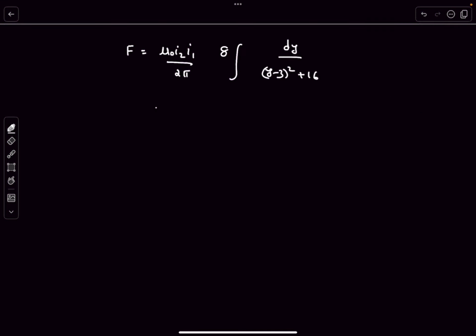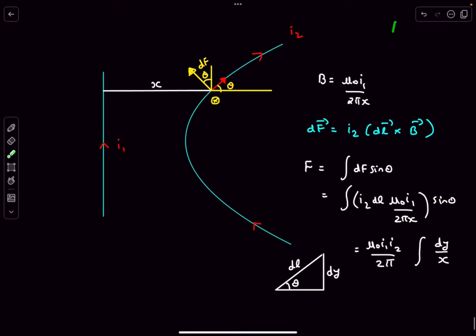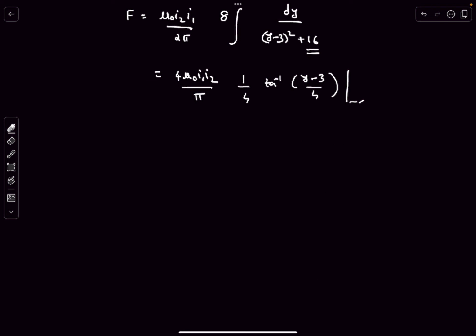So the integral of this is similar to the integral of 1 by a square plus x square. So this is a tan inverse integral, right? So this is nothing but 1 by the square root of this term, which is 4, times tan inverse of y minus 3 divided by 4. So the limits of y will be from minus infinity to plus infinity, right? So we'll set it from minus infinity to plus infinity.